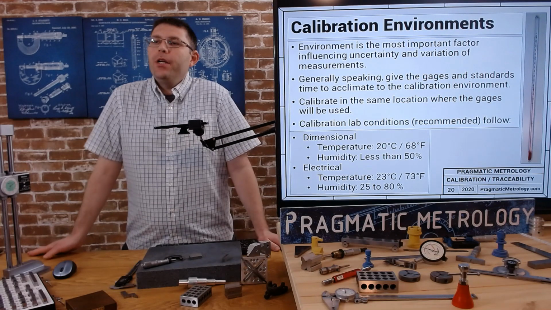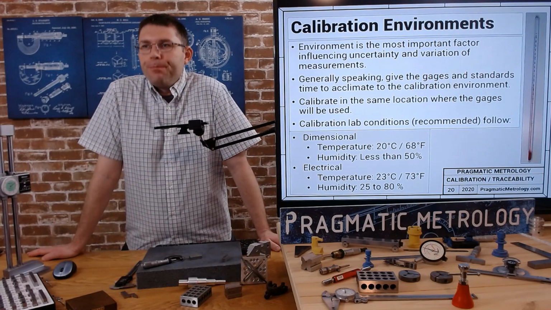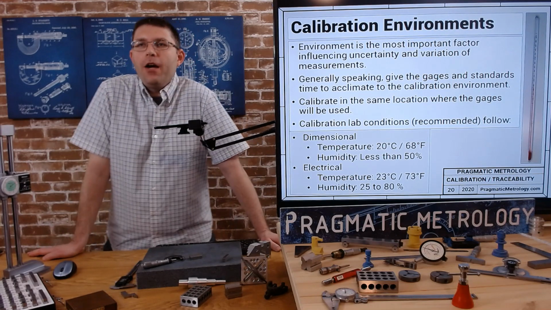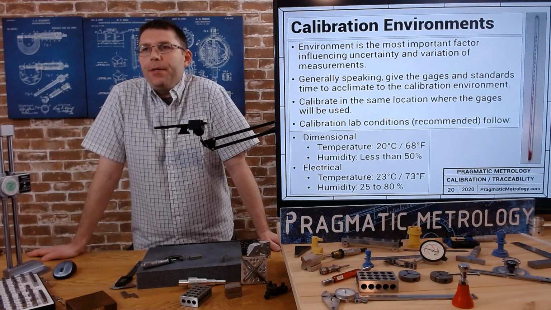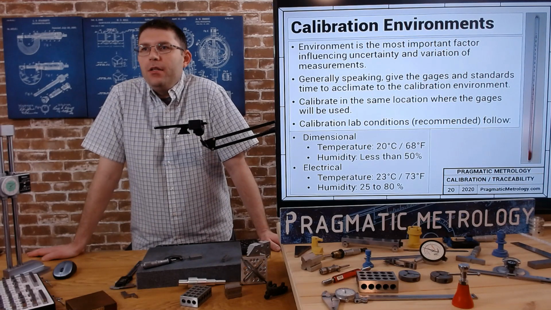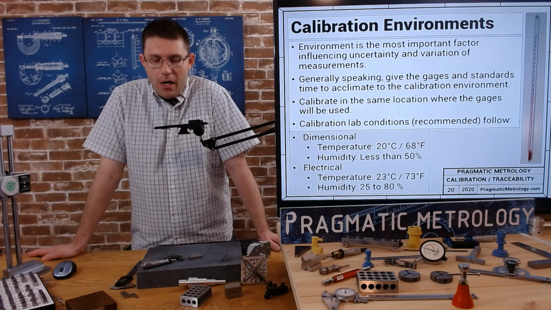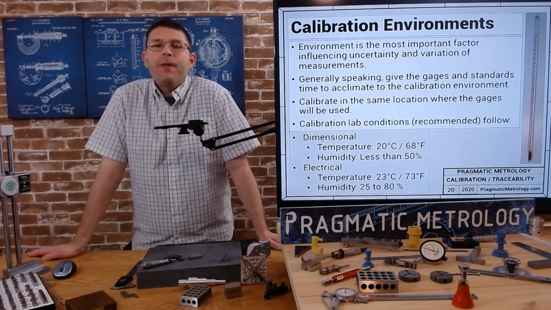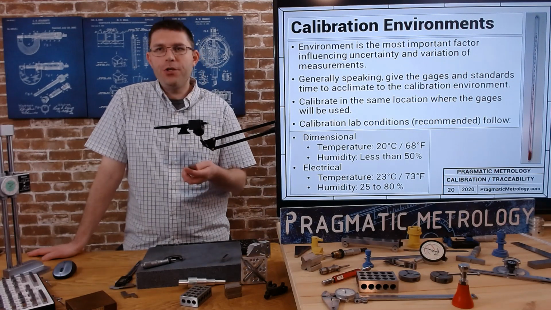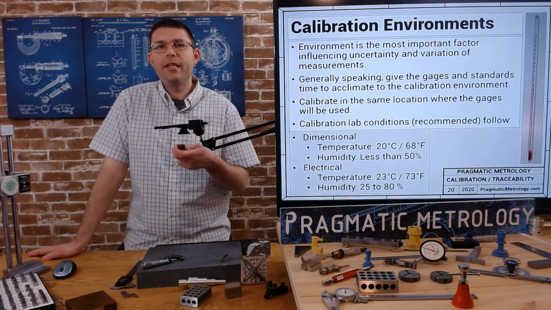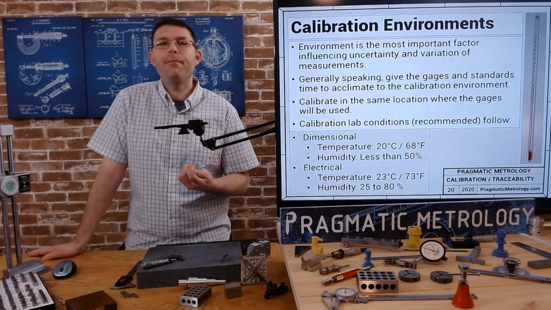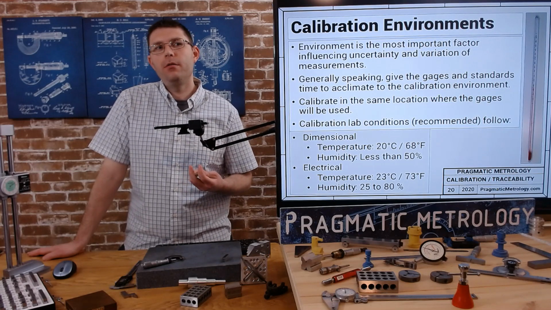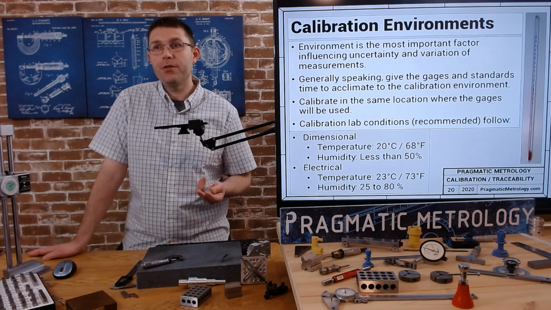So we're going to kind of wrap things up now. I haven't talked about the calibration environment much, but environment is really important. So I've talked about traceability and methods, but actually the environment, the temperature and the humidity of the room and the gauge will have a big impact on measurement accuracy and calibrations.